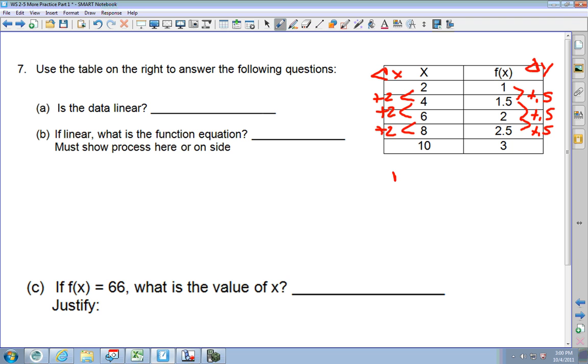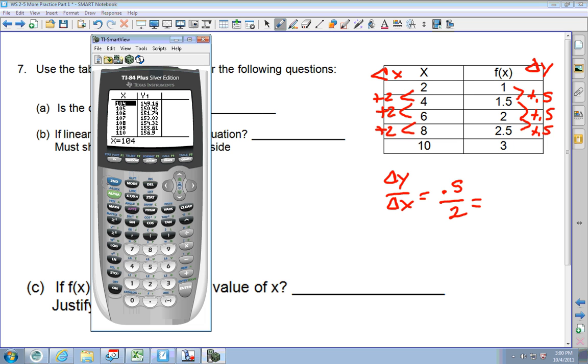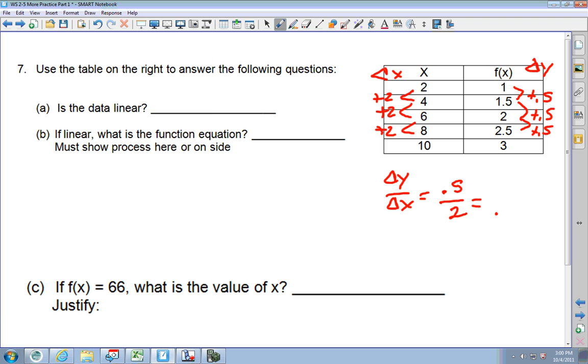Okay, so I've got delta y over delta x. I've got 0.5 over 2. Well, if you really think about it, what's half of 50 cents? That's what it's saying. But I go to my home screen and put 0.5 divided by 2 and press enter. So I get 0.25. Is the data linear? Yes. And it says if it's linear, what's the equation?